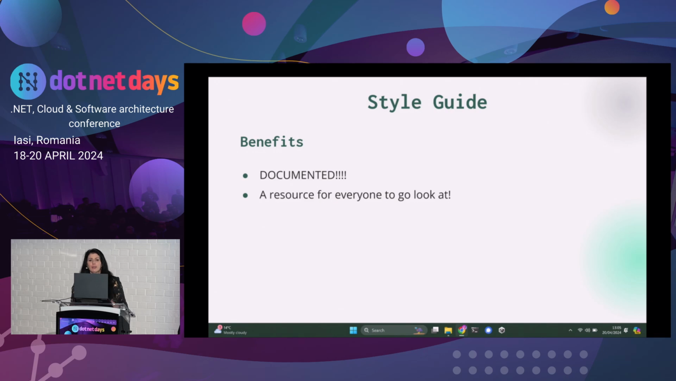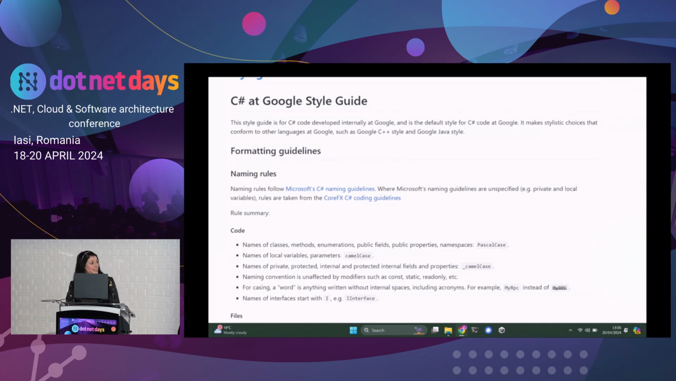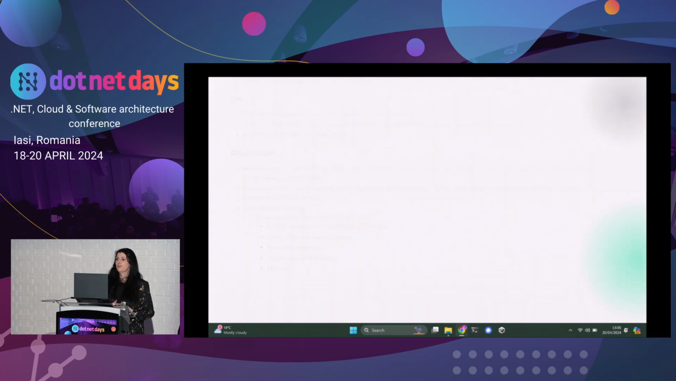Now, the last one is style guides, benefits, documentation, and it's a good resource for everyone to look at, okay? This is Google's style guide for C#. It's publicly available, so you can go and have a look at it, and you can see it goes into details like names of interfaces should begin with an I, and all of these different things. So that's one that you can use directly or adapt it for yourself.